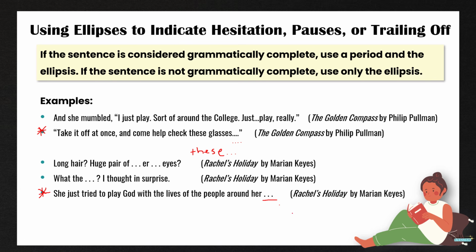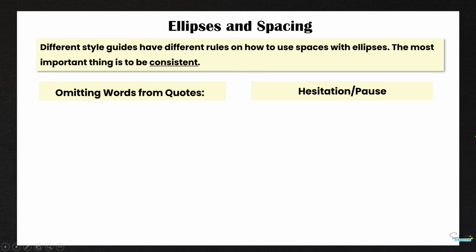So with ellipses, it's very important to stick to one style guide in all of your writing. That is the most important thing. So as you saw in the last example, different style guides have different rules on how to use spaces with ellipses. The most important thing is to be consistent. I'm going to compare two different style guides and show you how the spacing is different.